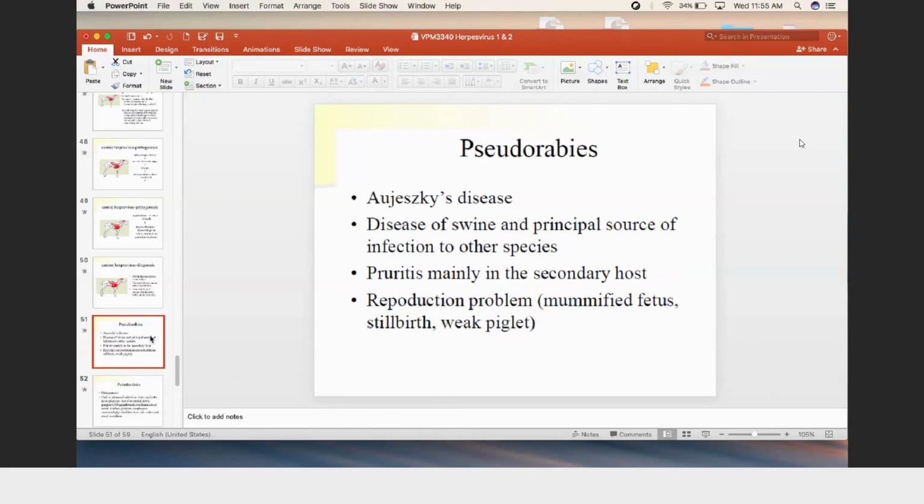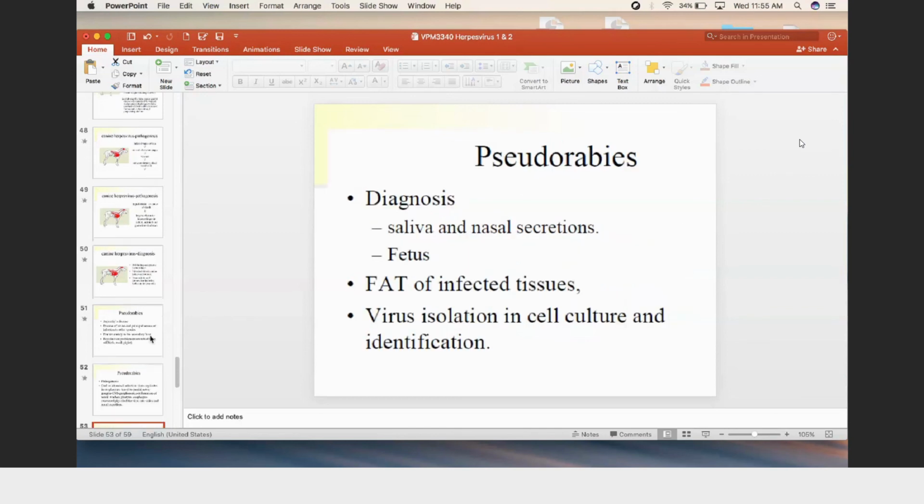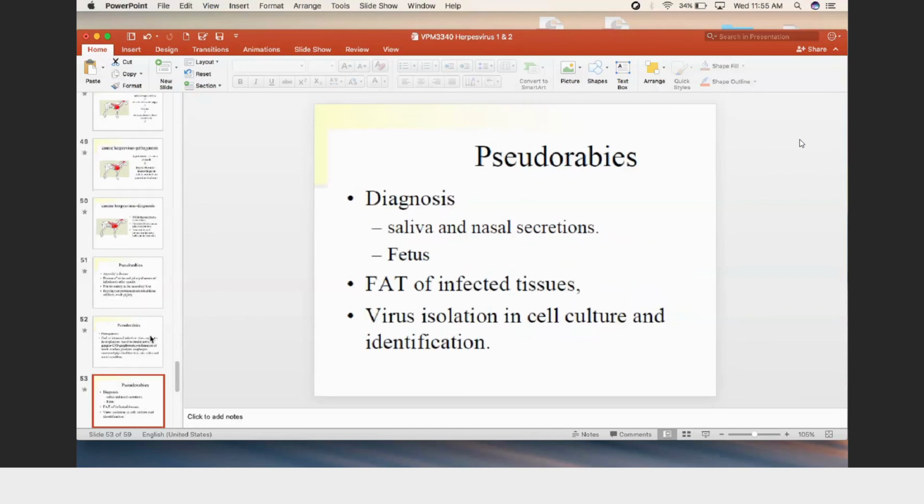They can cause reproductive problems: mummified fetus, stillbirth, weak piglets. So basically, the pathogenesis is very similar to the other alphaherpesvirus type 1. The virus enters the host through intranasal or oral routes, replicates in the oropharynx, travels into the nerve ganglia and causes inflammation of the tonsil and so on. Then the animal recovers, only shedding virus through saliva and nasal secretion. And pseudorabies diagnosis is based on samples from saliva.